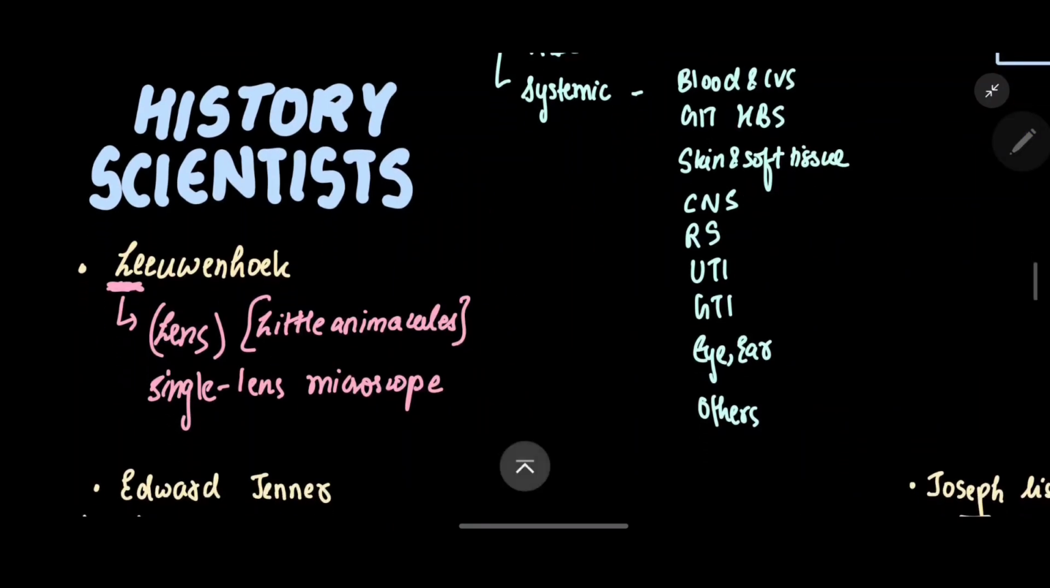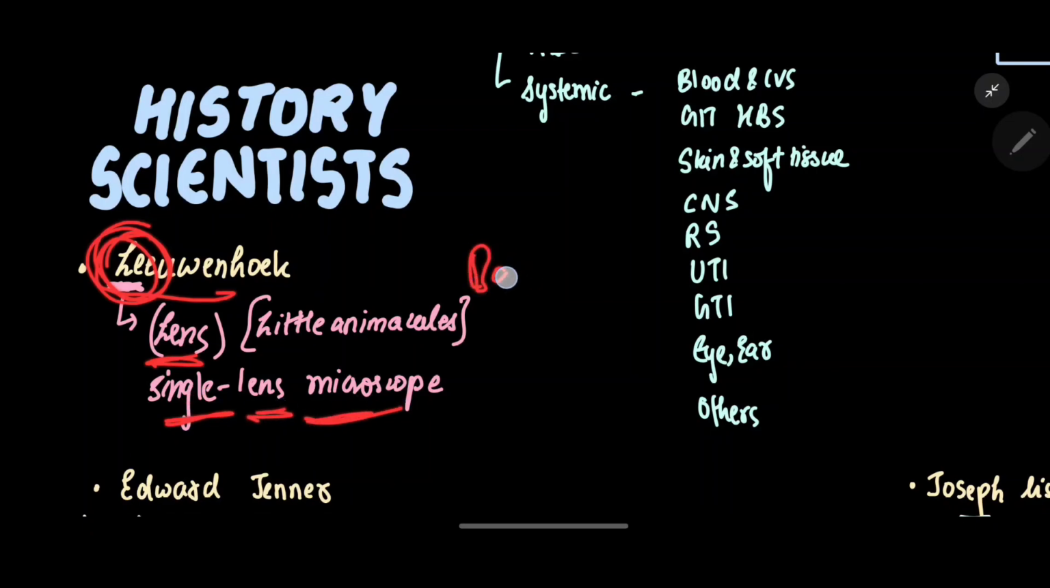Now, starting with Anton von Leeuwenhoek, we have heard about his name a million times. Anton von Leeuwenhoek was the first guy who saw bacteria because he discovered a microscope. So, it is in his name. LE stands for lens. So, he discovered a single lens microscope, and whatever he saw in it, he named it little animalcules. Okay, so this is how we'll remember it. Leeuwenhoek, L is for your lens. So, single lens microscope. First person to look at bacteria in a microscope, and he called them little animalcules.